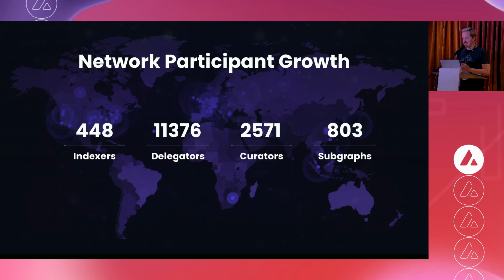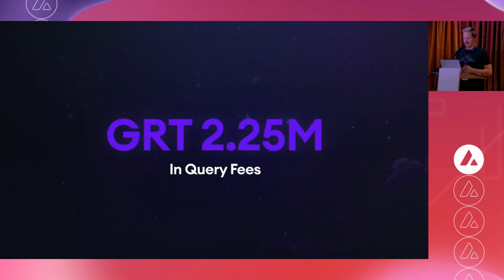Now, The Graph is a decentralized network. I quickly touched on it before. There are over 448 indexers, and that number goes up. We have delegators and curators, which we don't dive deep into, but also 803 subgraphs are deployed to the decentralized network. There's also a hosted service at the moment, and there we currently see around 1.5 to 2 billion queries a day. So The Graph really powers the biggest applications in the space. And on the decentralized network, we saw until now 2.25 million GRT in query fees since the network launched maybe a year ago or so.